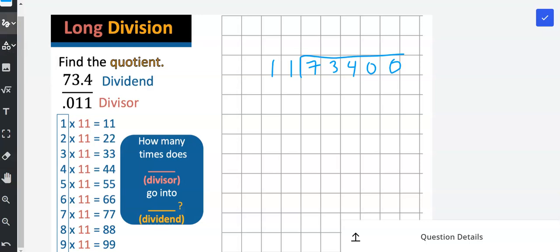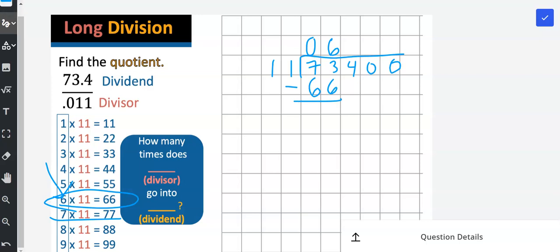And then I ask the question, how many times does 11 go into 7? Well, 11 is larger than 7, so I put 0. How many times does 11 go into 73? Well, 77 is too much, so I'm going to use 66. So that's 6 elevens, so I put a 6 at the top. Multiply, 6 times 11 is 66.